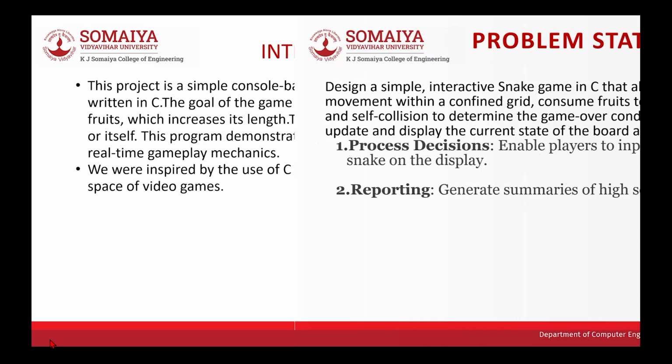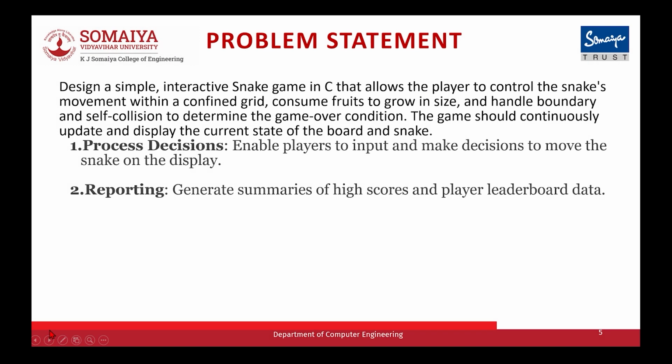Moving on to the problem statement, the objective of this project is to create an interactive and simple version of the snake game where the snake grows with each fruit it consumes. The game should end if the snake collides with the grid boundaries or itself. The player should be able to control the snake using the keyboard. Additionally, the game must display the game board, snake, and fruit accurately in the console.